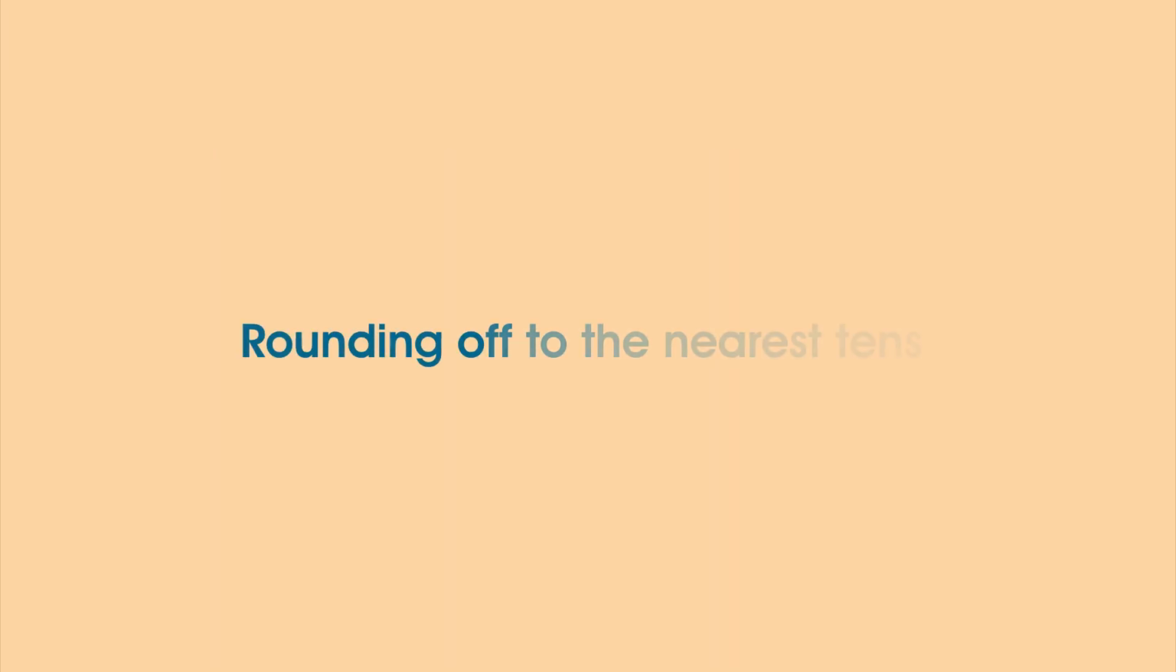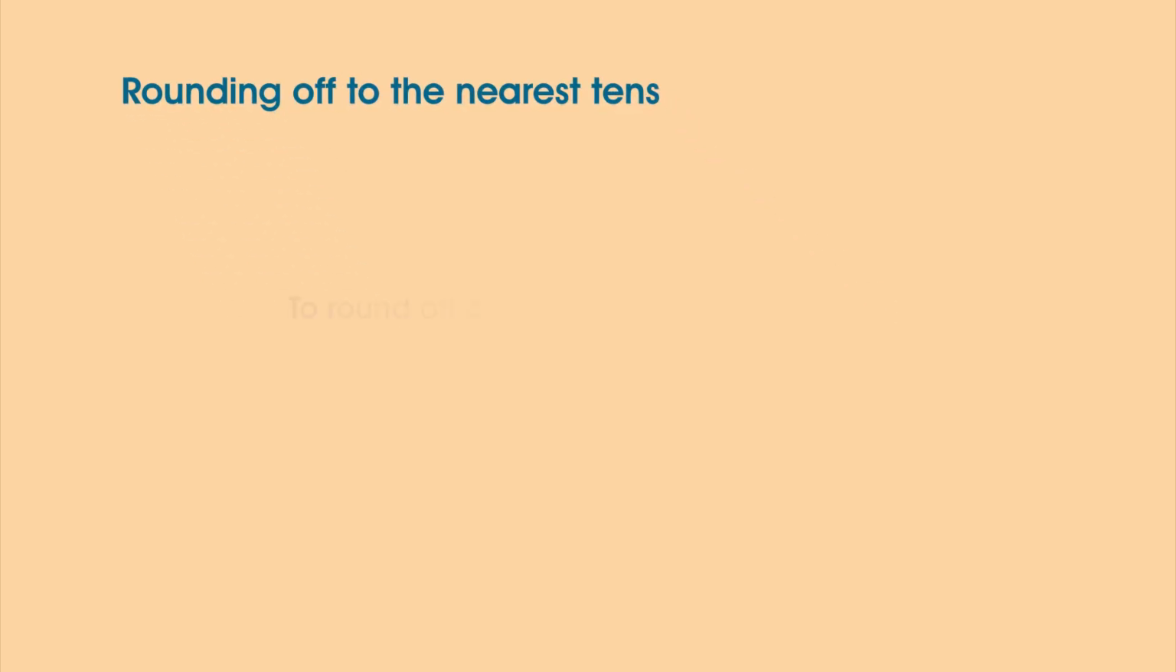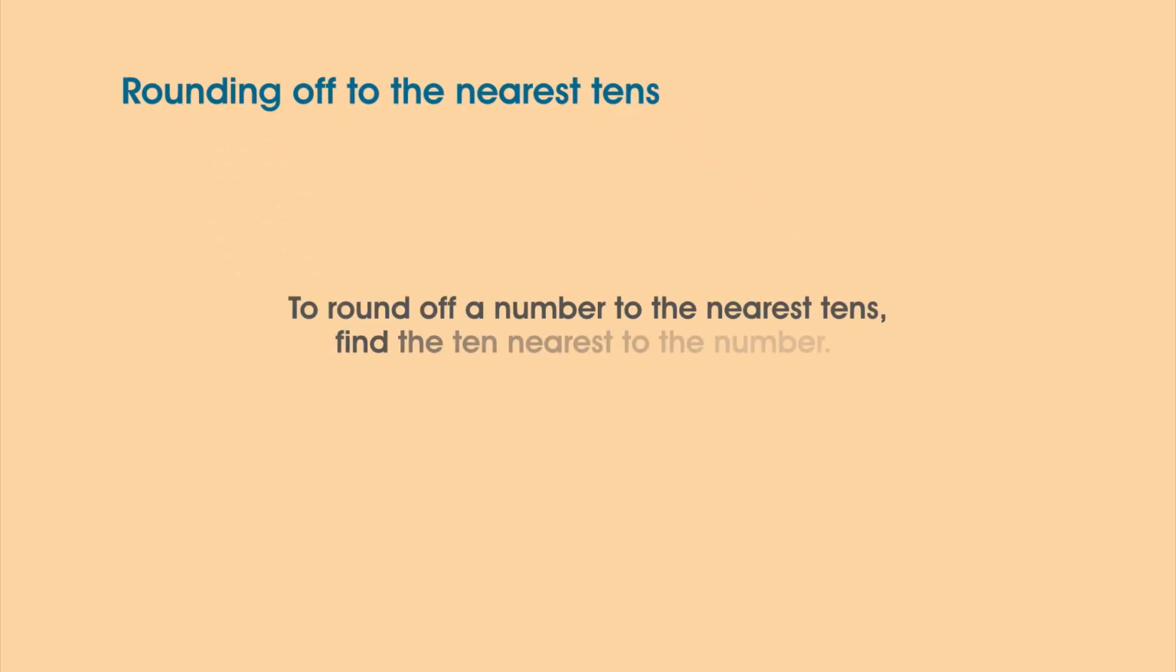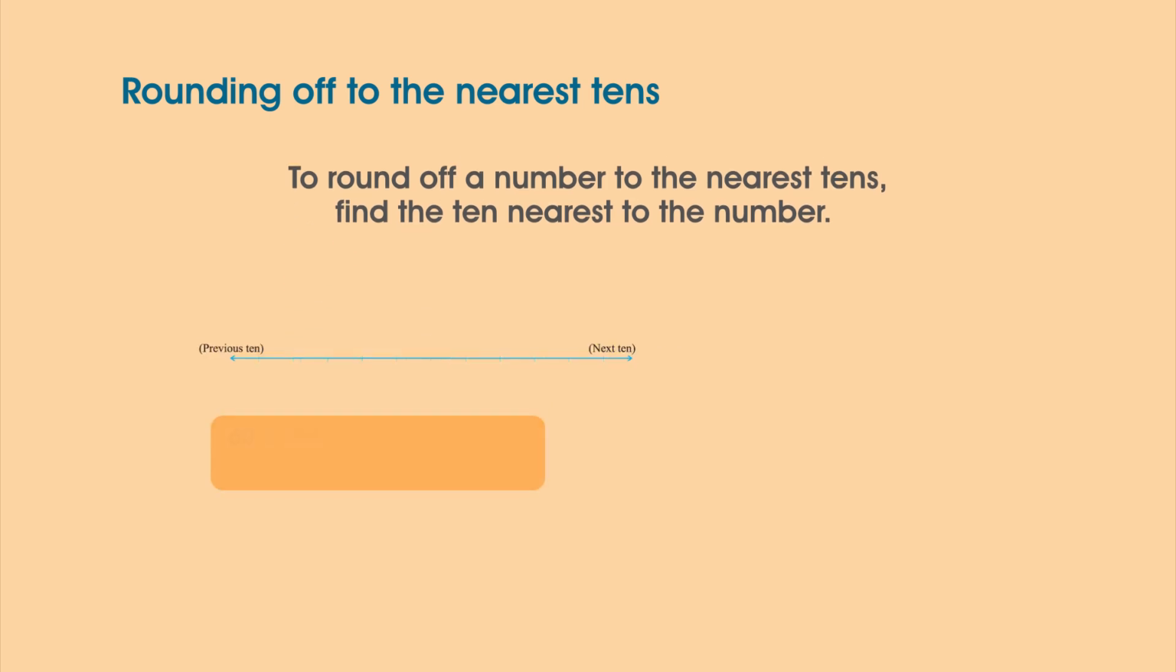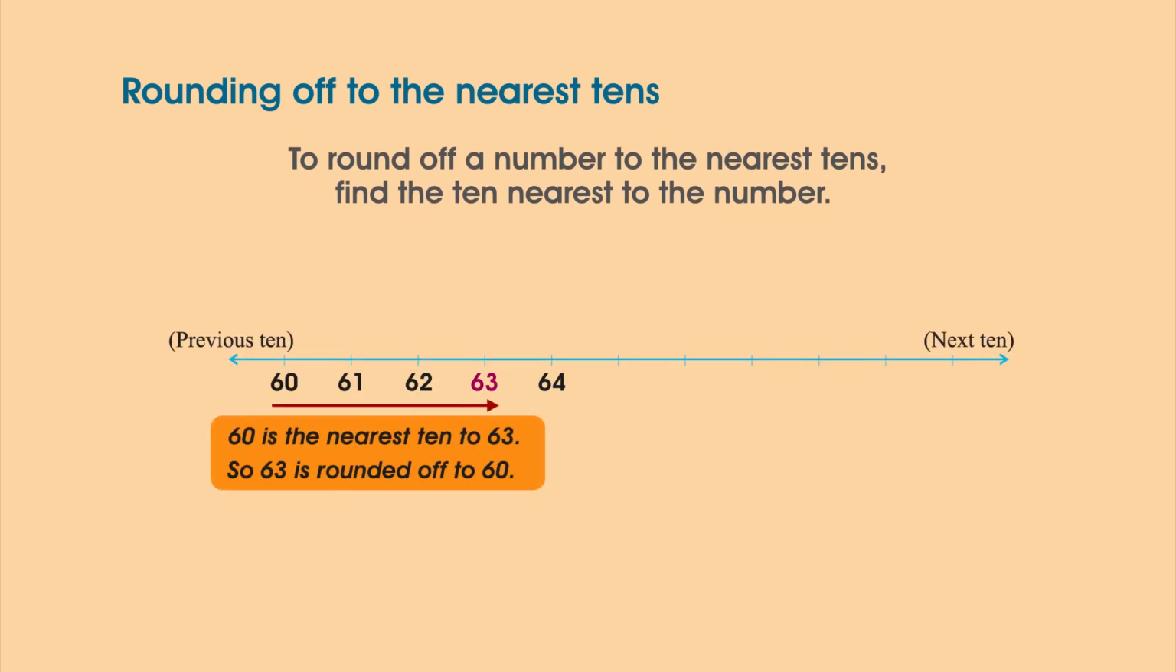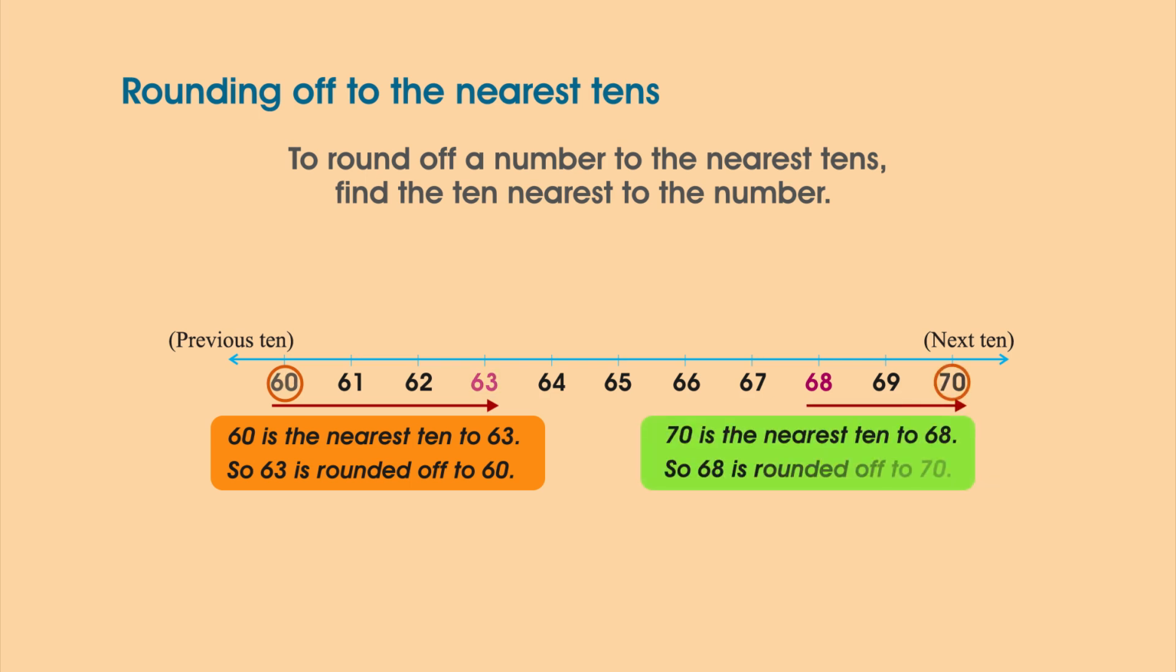Rounding off to the nearest tens. To round off a number to the nearest tens, find the 10 nearest to the number. 60 is the nearest 10 to 63. So 63 is rounded off to 60. 70 is the nearest 10 to 68. So 68 is rounded off to 70.